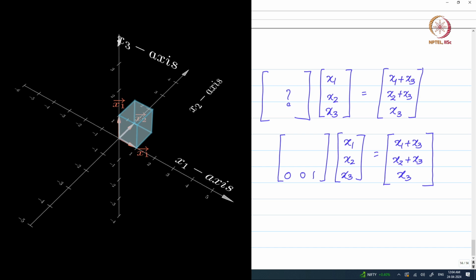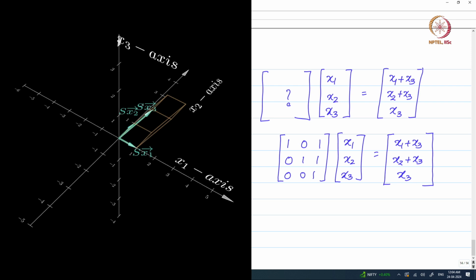Now, what about the first component? The first component is x1 plus x3, which means I have this. The second component is x2 plus x3. So, I have this, right. So, this is what we have. This is basically the idea of shear.